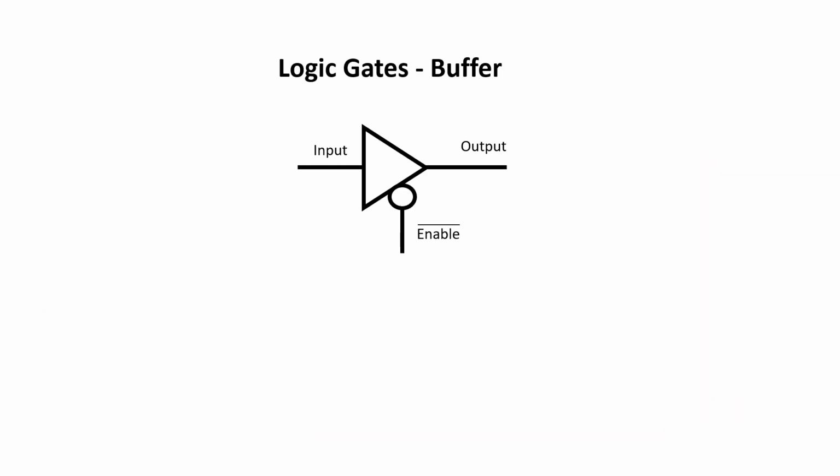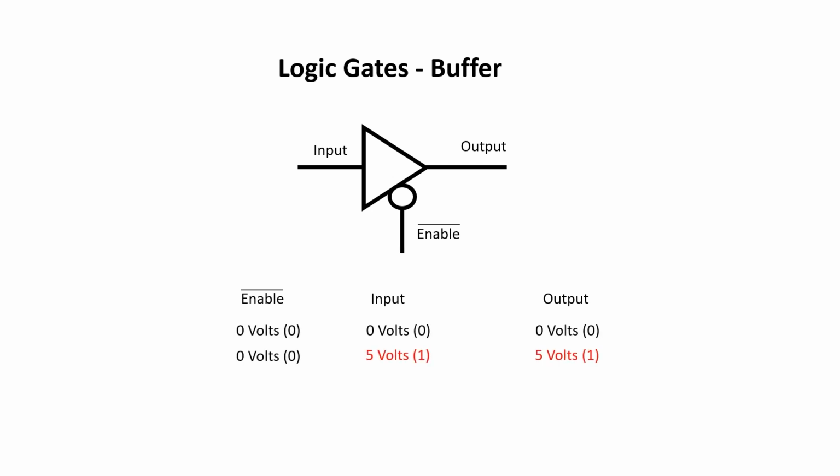To solve this problem, I'm going to introduce the Tristate Buffer. It has an input and an output, but it also has an enable signal. When enable's low, the input value is just reflected on the output. But when the enable signal's high, it doesn't matter what's on the input. The output's in this state called high impedance, which I've represented here as high Z.